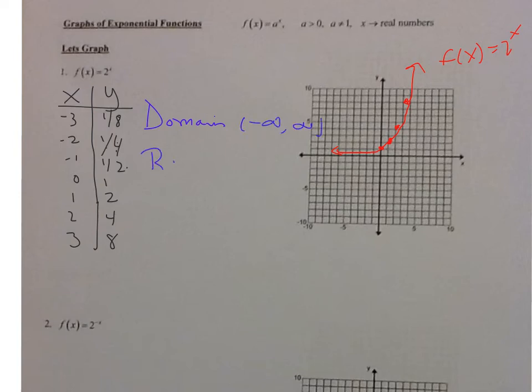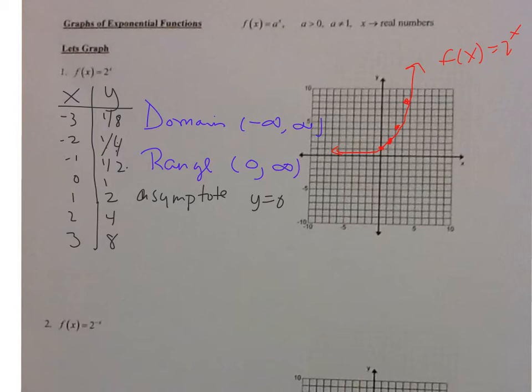We have our range. My range is, well, it's not hitting the x-axis, so let's actually write that down. The x-axis is an asymptote. So your asymptote is y equals 0. So my range is from 0 to positive infinity.